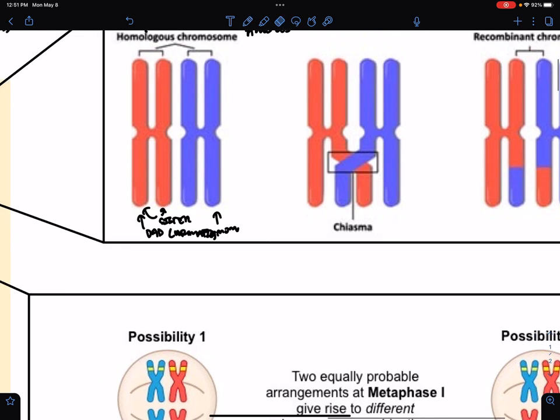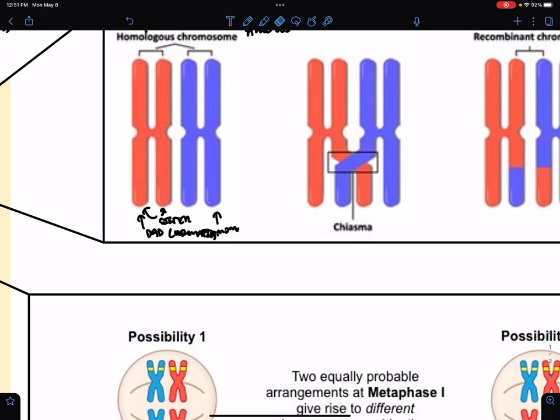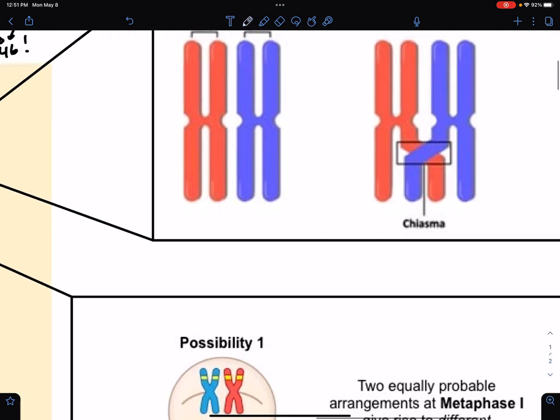That's way too small. Sorry. Campbell's going to be mad at me. So I'm writing way too small. Okay, let's say this one is the one that you got from dad. This is the one that you got from mom. These are sister chromatids.